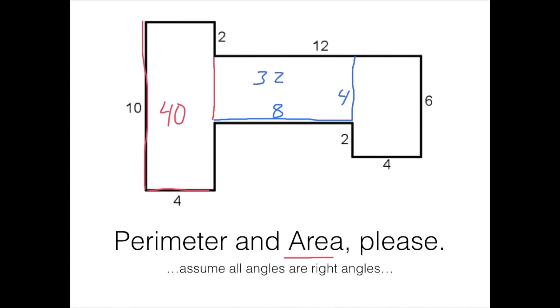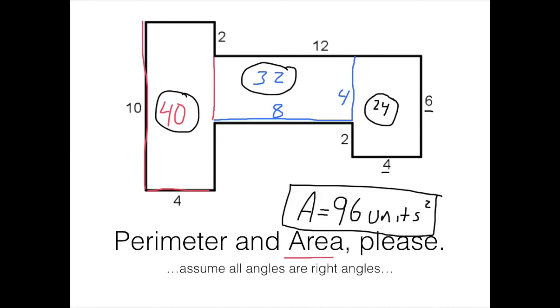And then this rectangle, we've got 4 by 6, which is 24 units. So add them up, 24, 32, and 40 gives us an area of 96 square units.